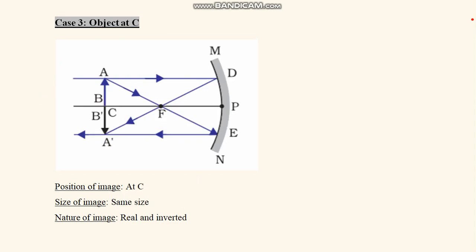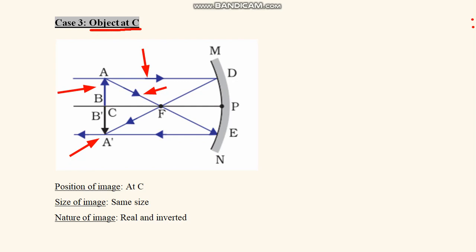The third case is when the object is kept at the center of curvature. As you can see in the diagram, AB is the object which is kept at C. A ray of light starting from point A and parallel to the principal axis passes through the focus after reflection, and another ray of light which passes through the focus becomes parallel after reflection from the mirror. These two reflected rays intersect at point A dash, which is the image of point A.